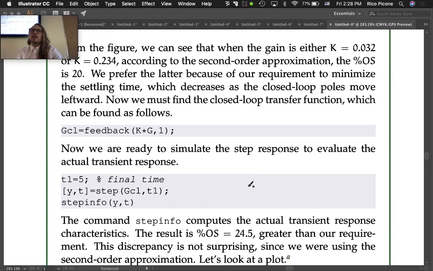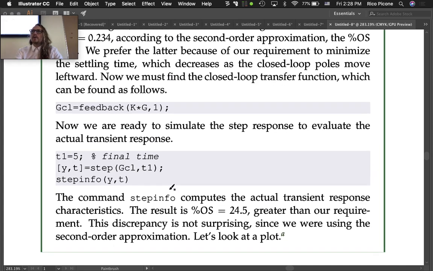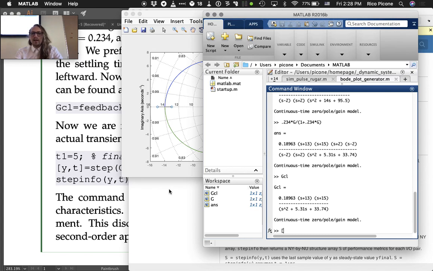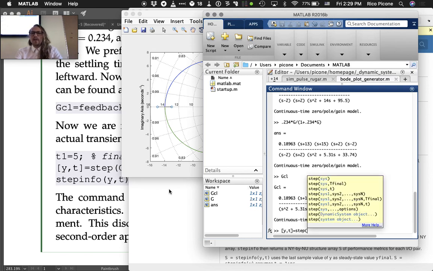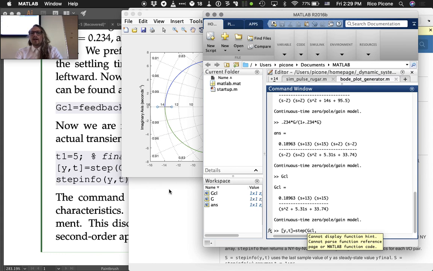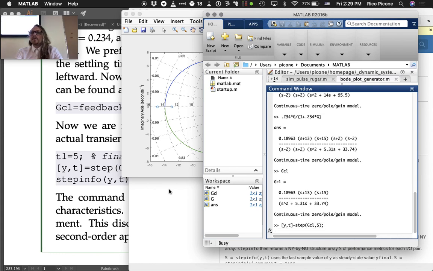Okay, we need to simulate the step response. So we can use this step command. I used a final time in there because I didn't like the one that MATLAB just chose by default. It tries to figure out what a good one is, but doesn't always do something that you like. I think it was too short, yeah. I wanted it to go out further. So step, and then let's do G closed loop, and let's go out to 5 seconds.